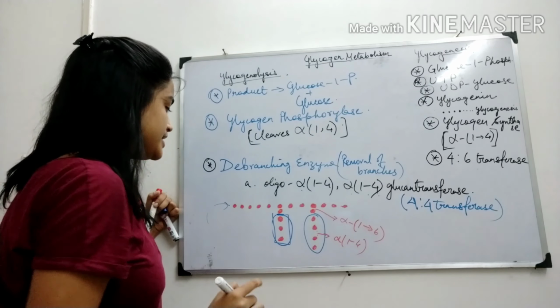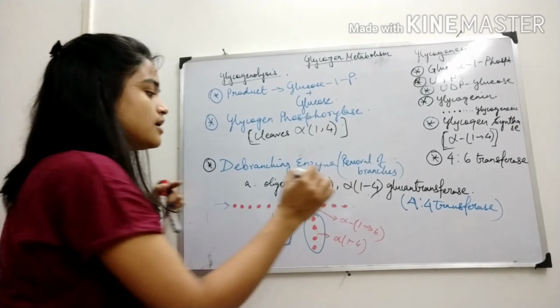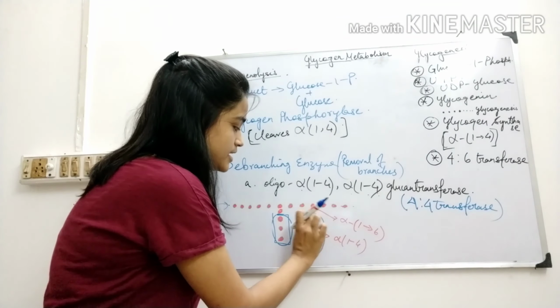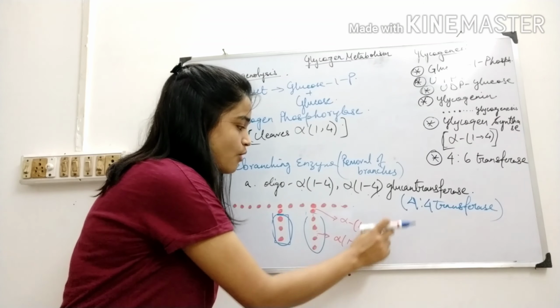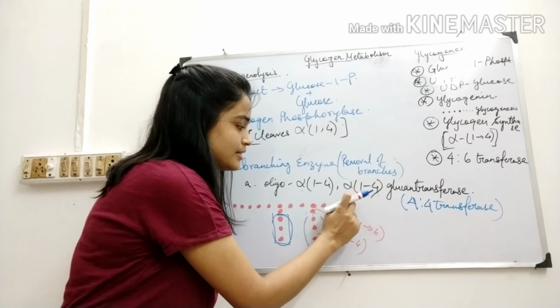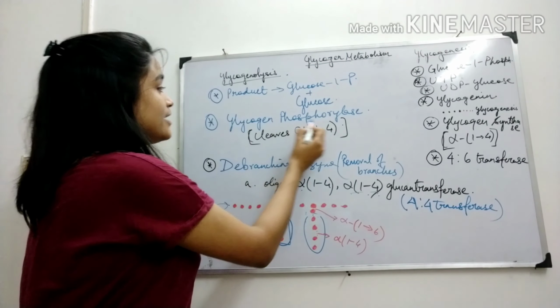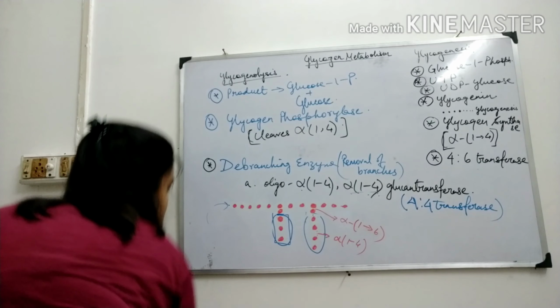4:4 transferase. Same here. There are 5 units, so these 4 will go and join the main chain. So these 4 units, the bond between this is the alpha 1,4 bond. So this will break and this will go and join the main chain, forming again alpha 1,4 linkages. So ultimately a long chain is formed on which this enzyme glycogen phosphorylase will act and cleave the alpha 1,4 bond. So now these are gone.